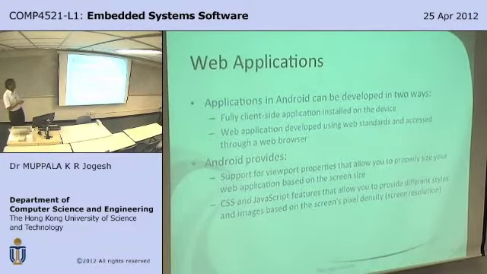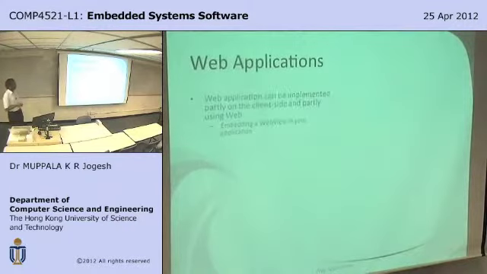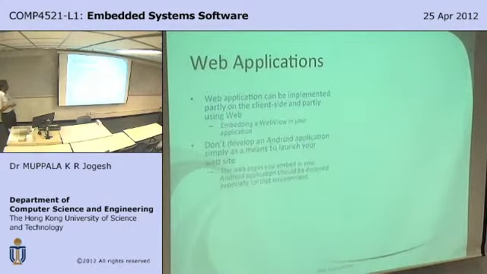Okay? Now, again, these specific features are available here that allow you to adapt the display of information on the screen to the screen size and screen resolution very easily. So you can query and get a lot of information from the device. So how do you implement web applications? Web applications are usually implemented partly on the client side and partly using a web server. How do you do that in practice?